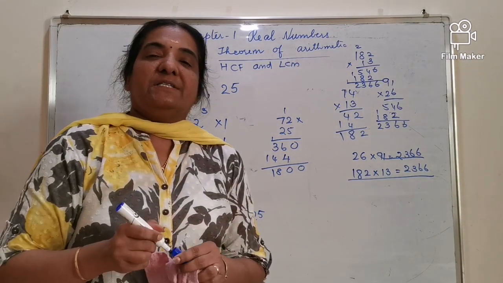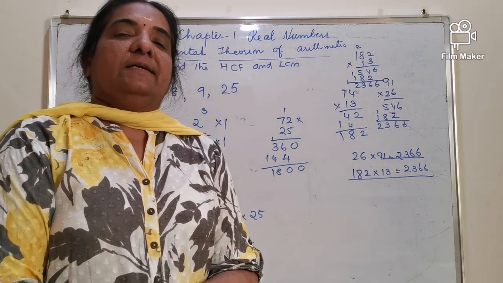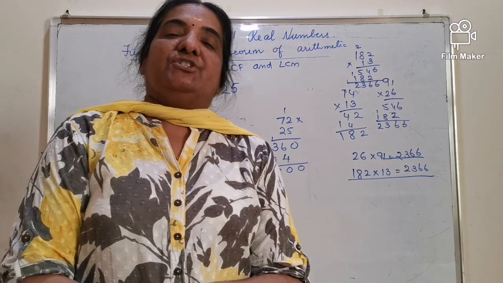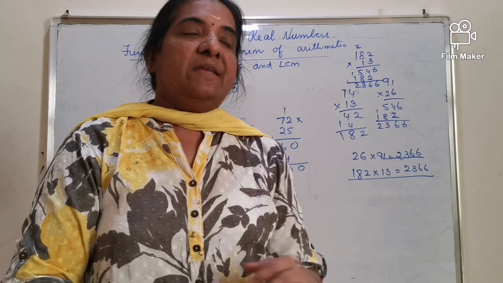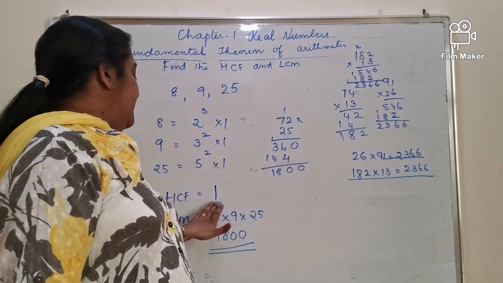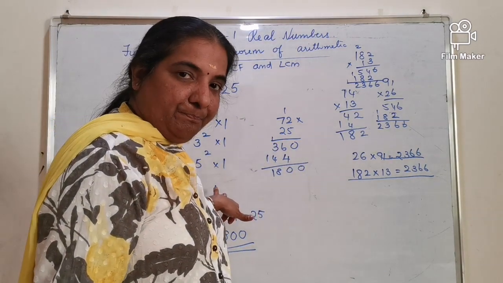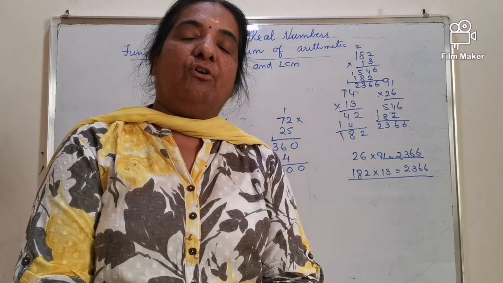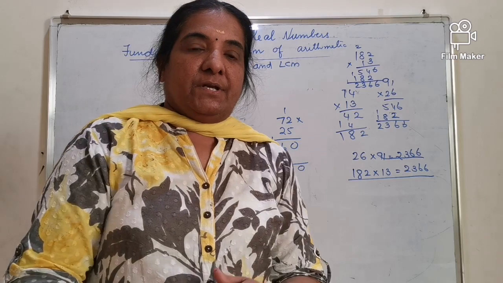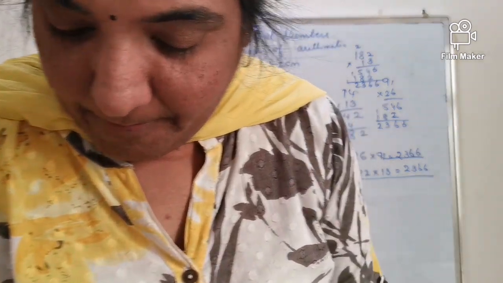This also is a note for you. Such numbers which do not have common factors are called coprime numbers. So the HCF of coprime numbers is always 1 and the LCM of the coprime numbers is the product of the numbers.